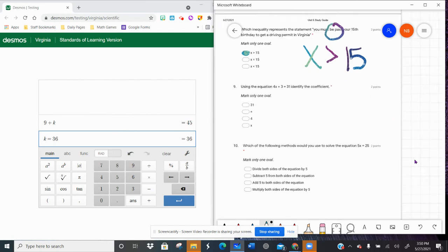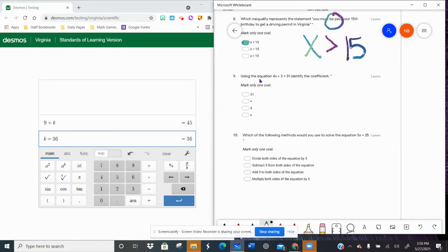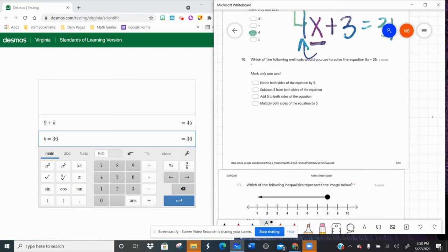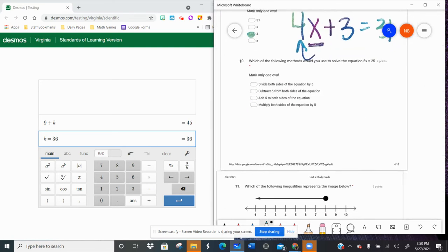All right, so let's look at that next one. It says using the equation 4x plus 3 equals 31, identify the coefficient. Let's think of that word co. Co means with. So the coefficient is the number with the variable. Here's the variable x. The number with the variable is 4. So 4 is the coefficient. Ta-da! Brilliant. All right, number 10. I'm not really sure what number this is for you. I think it's 8. Who knows?